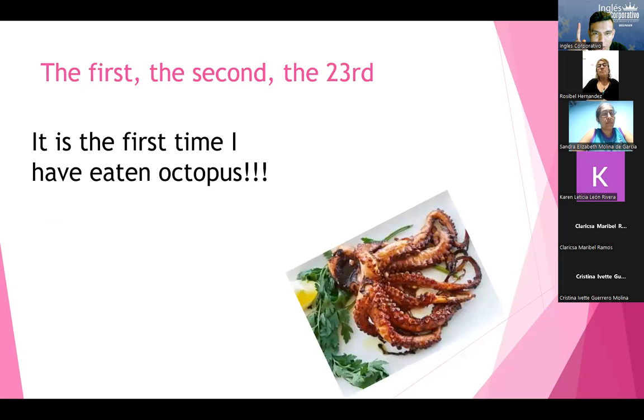The first, the second, the 23rd. It is the first time I have eaten octopus. This is the first time I have eaten octopus. Have you ever eaten octopus? No, I haven't. No, you haven't.